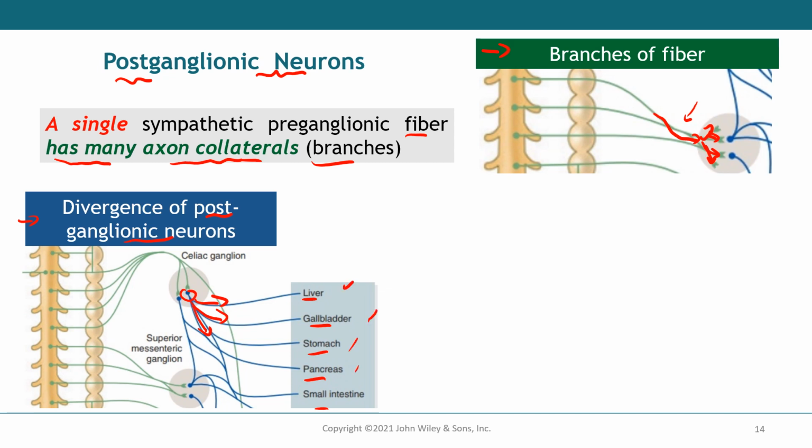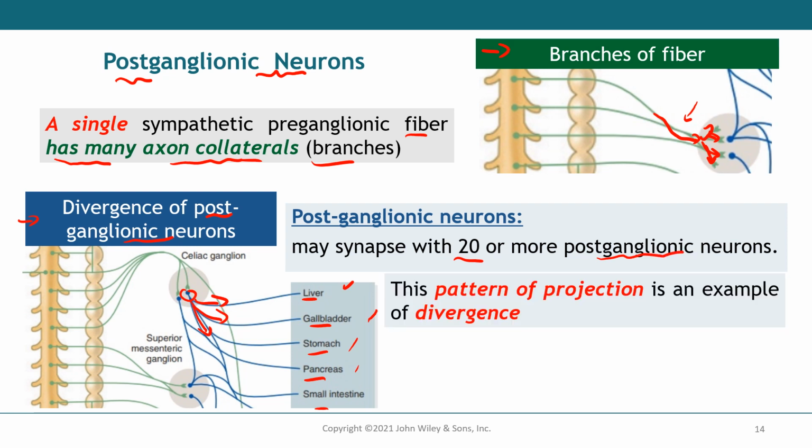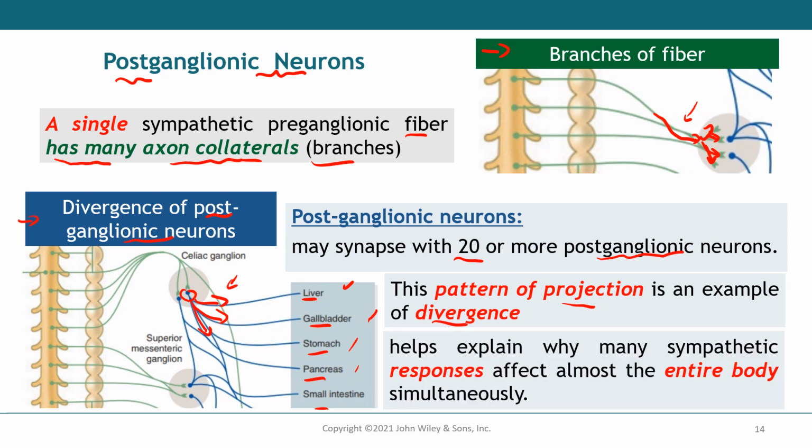Okay, so just to conclude, remember, with the postganglionic neuron you can also find more complicated patterns. Instead of being one-to-one, as I showed you at the beginning of the lecture, you can synapse with 20 or more postganglionic neurons, and that pattern of projection is an example of divergence, as I show you here. Finally, this can help to explain why the sympathetic responses don't take place in a single local part, but can happen simultaneously in the entire body.